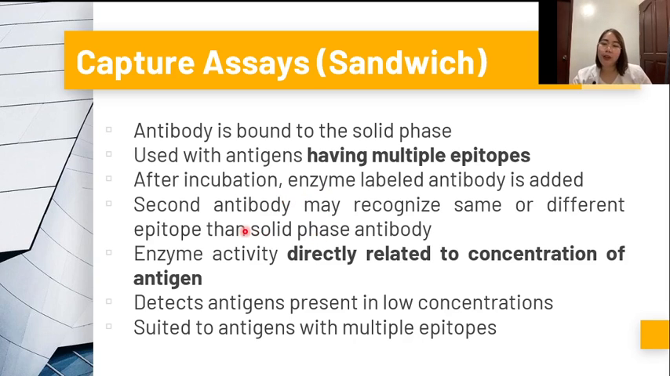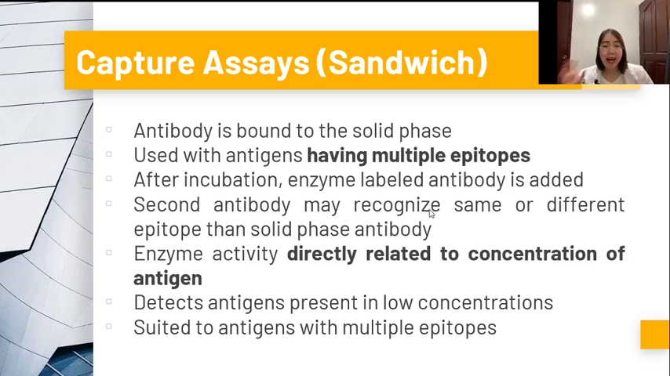Okay? So, after incubation, enzyme-labeled antibody will be added, no? And this second antibody may recognize same or different epitope than the solid phase antibody. And thus, your enzyme activity is directly related to the concentration of the antigen. So, sandwich ELISA also detects antigen present in low concentrations and suited to antigens with multiple epitopes. Okay?